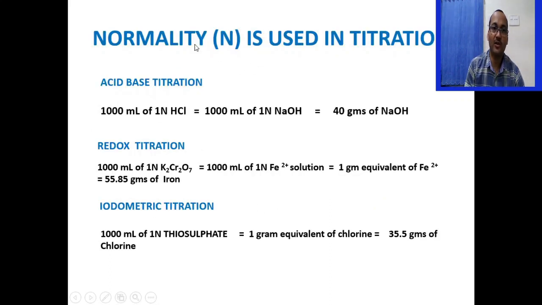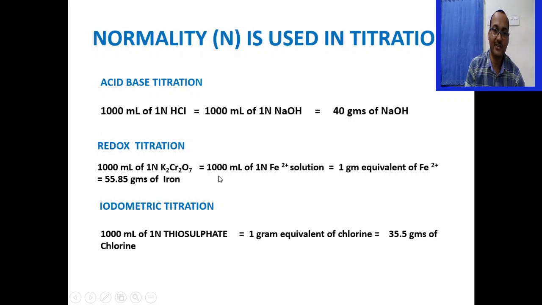When we talk about titration, here it is acid base titration. Acid reacts with a base, like HCl reacts with sodium hydroxide. The basic equation used here: 1000 ml of 1 normal HCl will be equal to 1000 ml of 1 normal sodium hydroxide. That is equal to the equivalent weight of sodium hydroxide, which is 40 grams of sodium hydroxide.